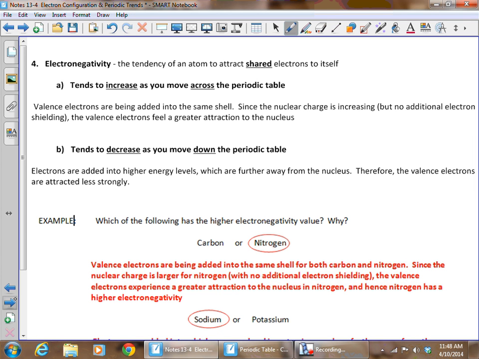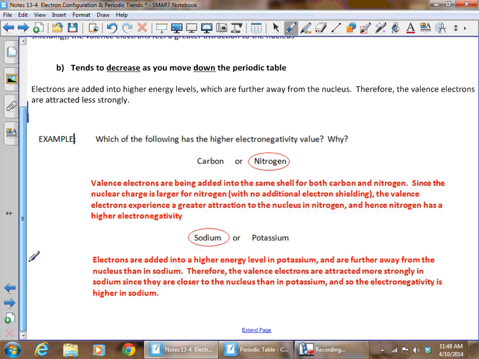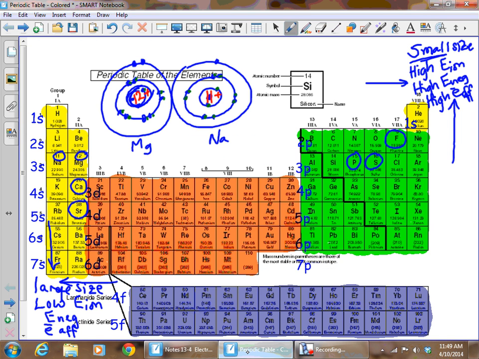As you move down the table, those valence electrons are getting further and further away from the nucleus. They are not as attracted as strongly, and therefore your electronegativity is going to be lower. So which of the following is going to have a higher electronegativity value, carbon or nitrogen? And we look at carbon and nitrogen on the periodic table. We see them here.